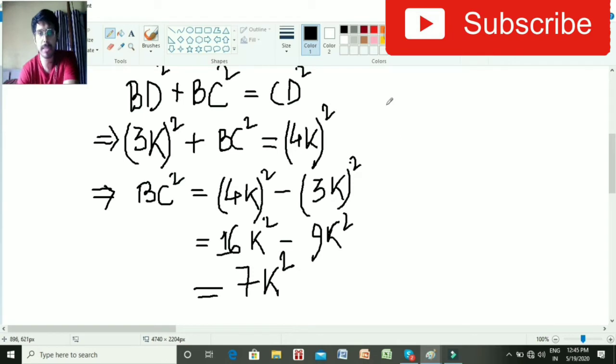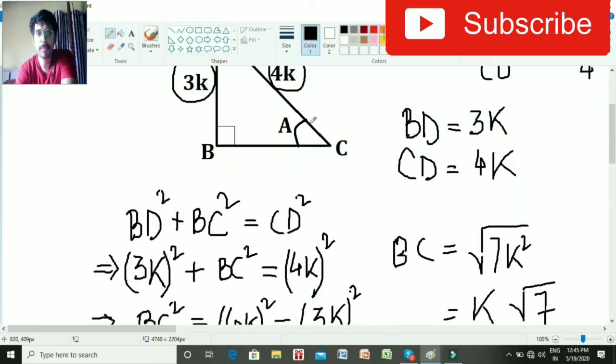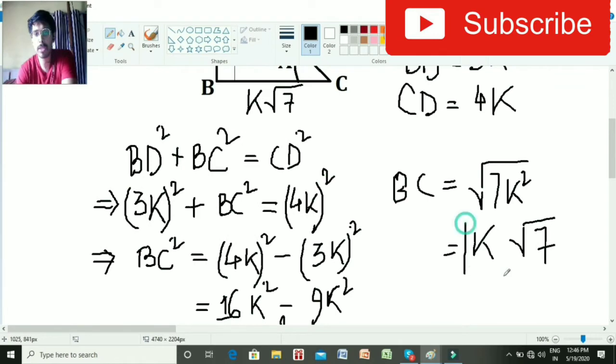So what will be BC now? BC will be the square root of 7k square. So that will be equal to k square root of 7. So that will be the value of BC. I can write here that it will be k square root of 7. As you can see here, this is the value of BC.